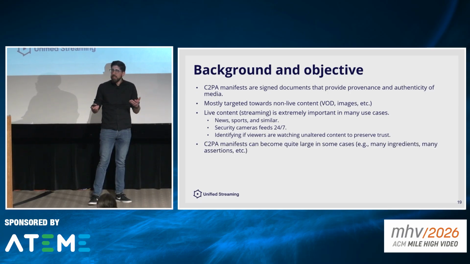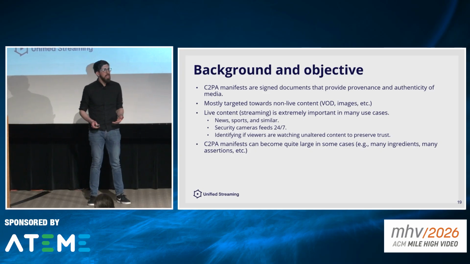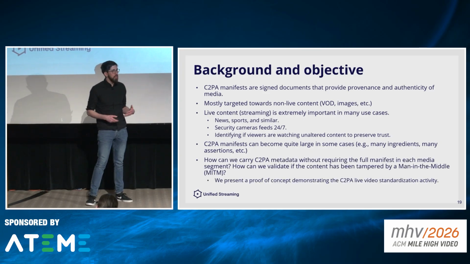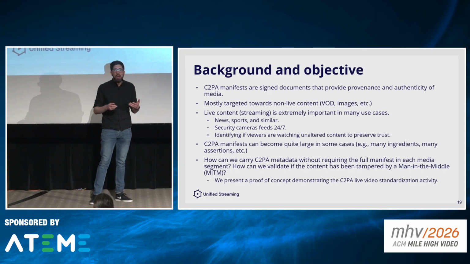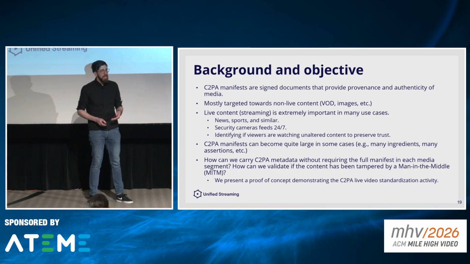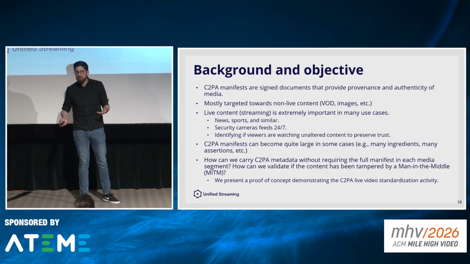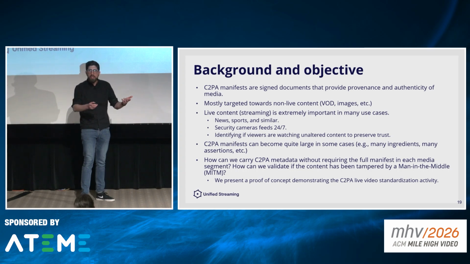C2PA manifests, as David said, can become relatively large depending on the ingredients, the assertions, how much provenance we have there. And the focus of this work is to identify how can we carry C2PA metadata without requiring the full C2PA manifest in each segment. And how can we validate if the content has been tampered with by a man in the middle? So this is a proof of concept based on the C2PA live standardization activity.